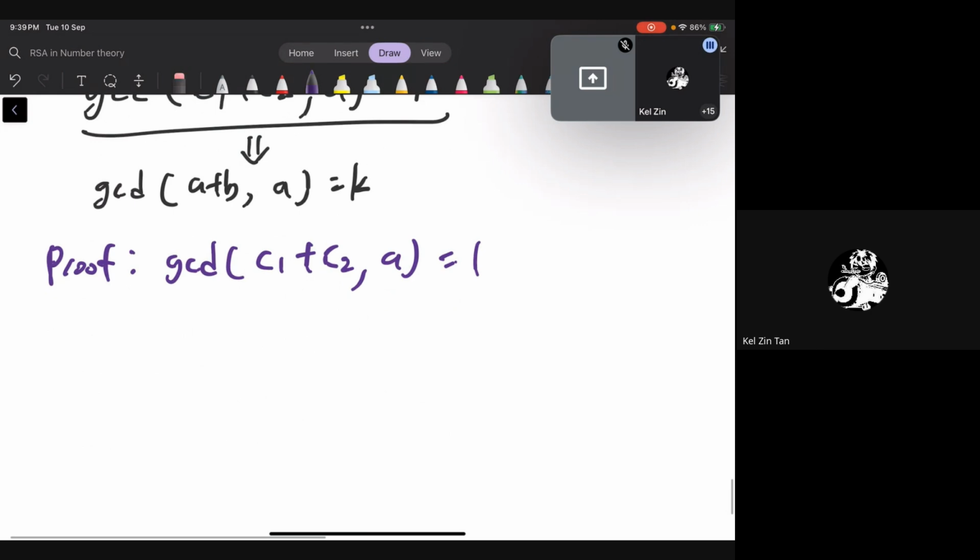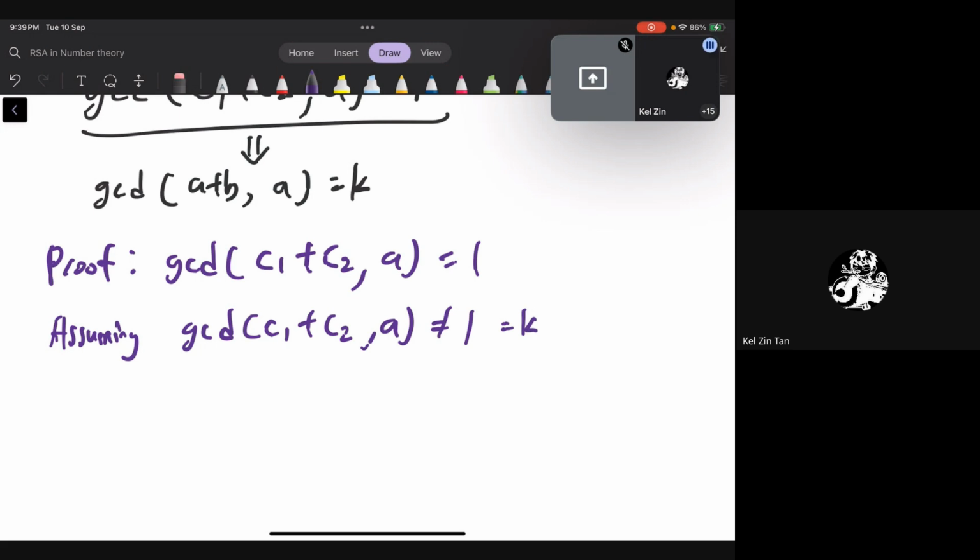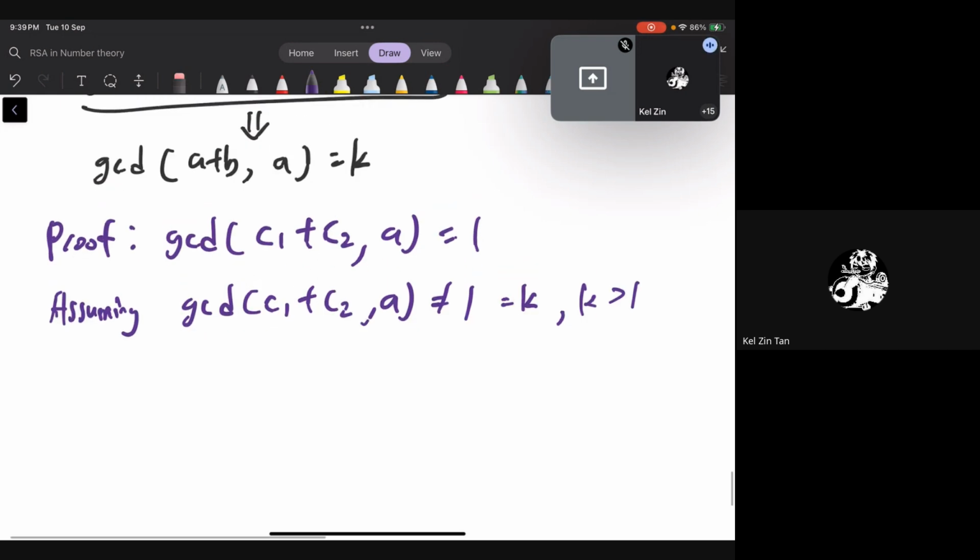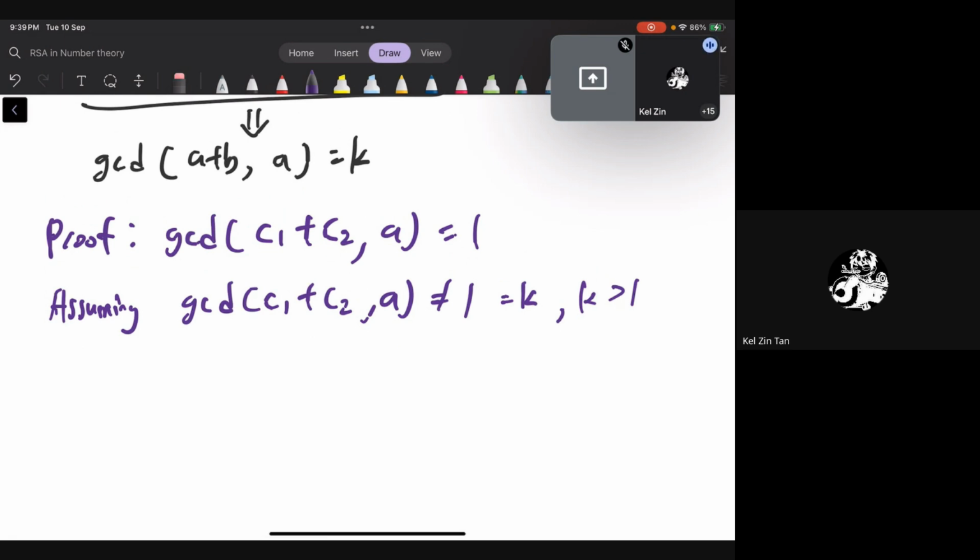So we start by assuming GCD of C1 plus C2 and A is not equal to 1. We know that the greatest common divisor must be larger than 0. So if it's not equal to 1, it means that it is some number k that is larger than 1. So this means that k divides C1 plus C2 and k divides A.